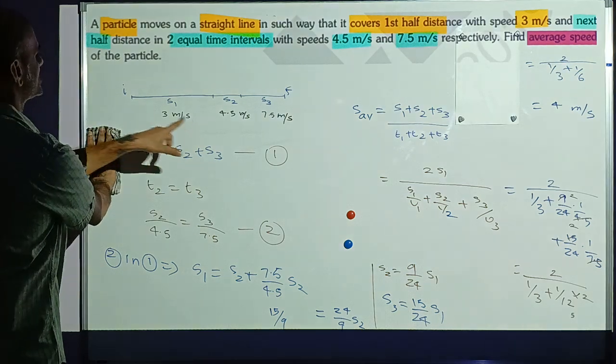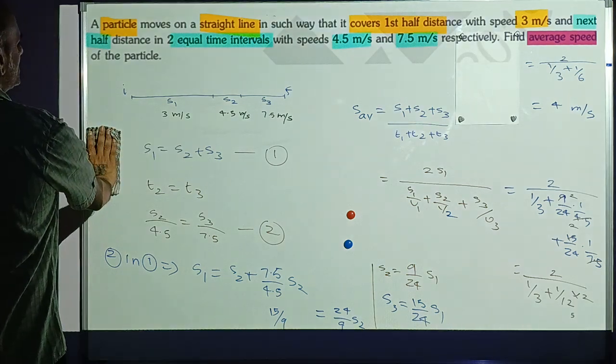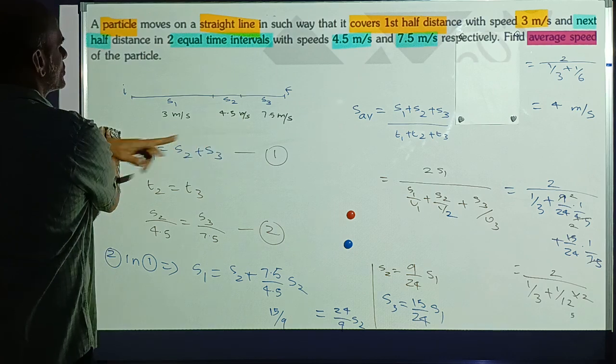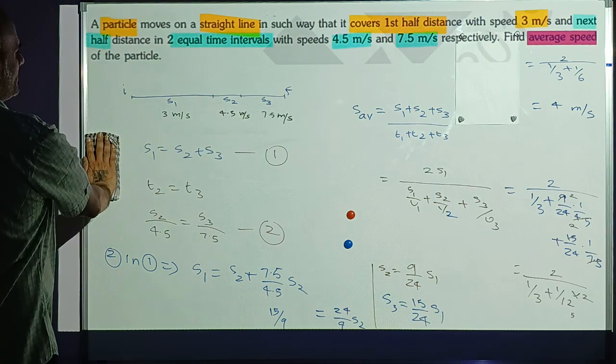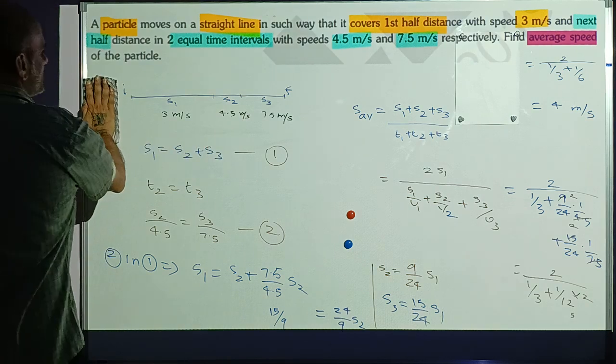This is the trajectory of the motion, which is the path taken by the particle. So here there is no turning back, it's a straight motion. So distance and displacement are same, even velocity and speed are same.